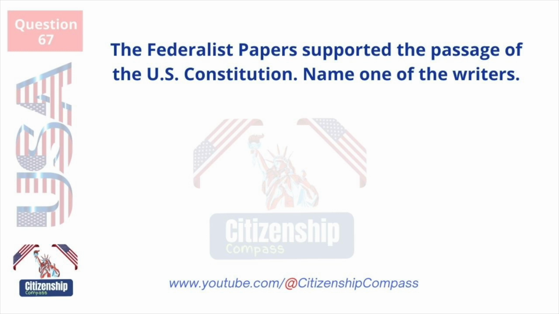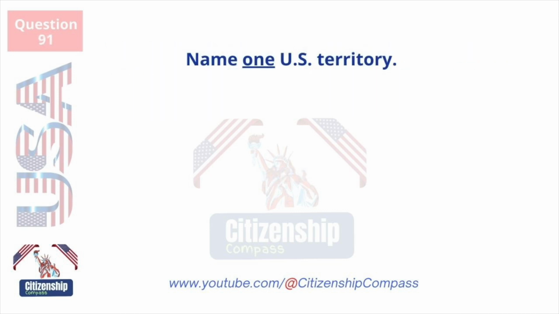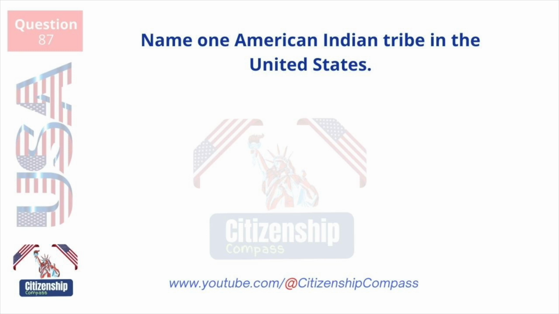The Federalist Papers supported the passage of the U.S. Constitution. Name one of the writers. James Madison. Name one U.S. territory. Guam. Name one American Indian tribe in the United States. Cherokee.